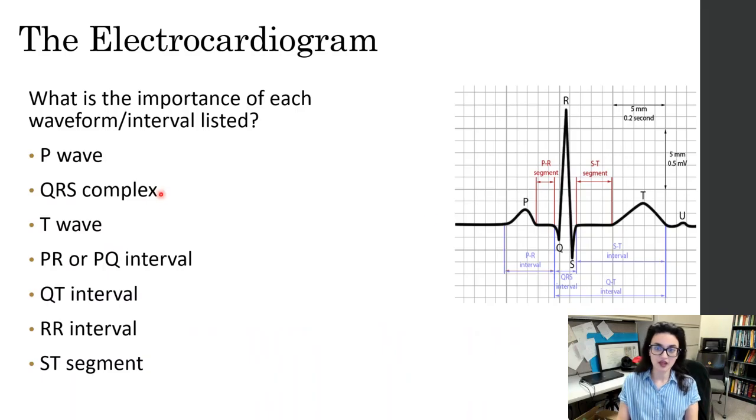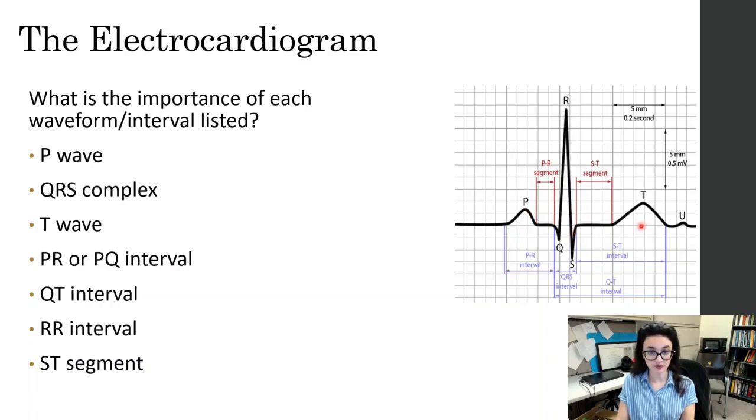Okay. All right, so just to go over why each one of these is important. The P wave tells you that the atria are contracting. The QRS complex tells you that the ventricles are contracting. Another way we know it's contracting: depolarization. So these are both representative of depolarization of the atria and the ventricles respectively.